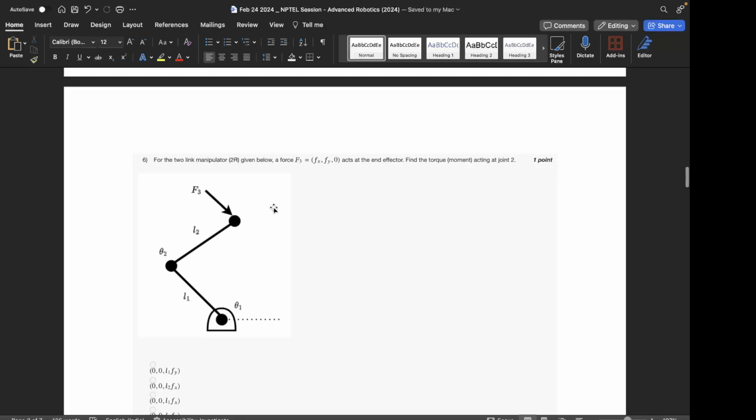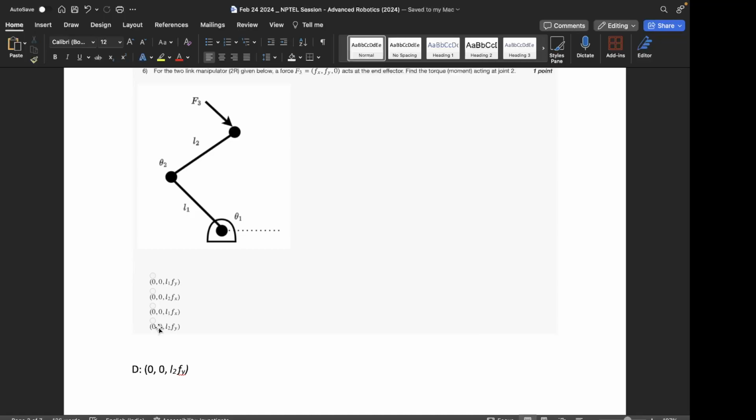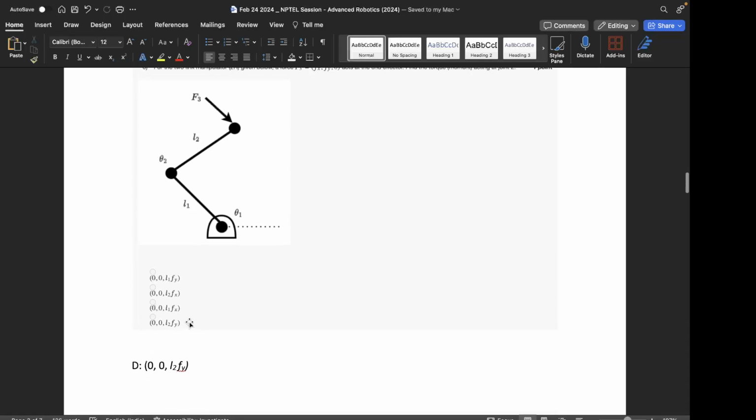The first part of question number 6 only asks what the torque acting at joint 2 is. That we got very easily, and the correct answer is 0, 0, L2 Fy. So any doubt still here? Anyone?